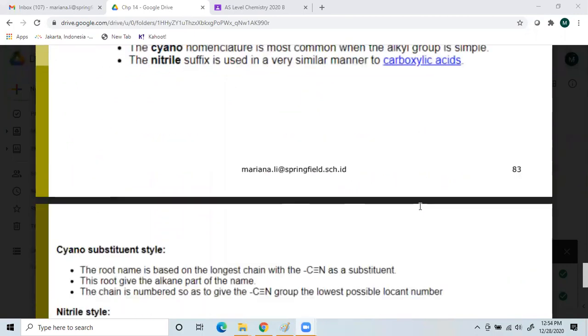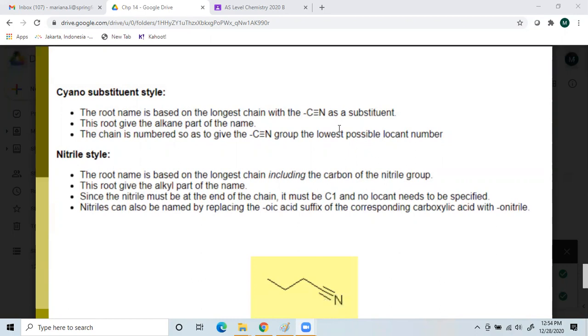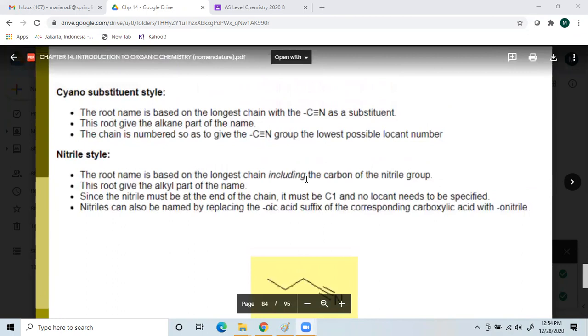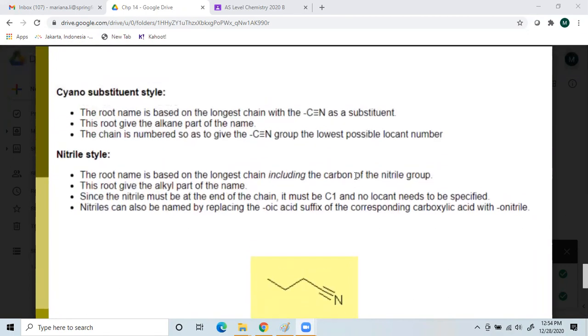Okay, now let's see the cyano substituent style. The root name is based on the longest chain with the CN as a substituent. The root gives the alkane part of the name. The chain is numbered so as to give the CN group the lowest possible locant number. So once again, we assume this is a substituent. Okay, so the substituent is attached to the first carbon. 1, 2, 3.